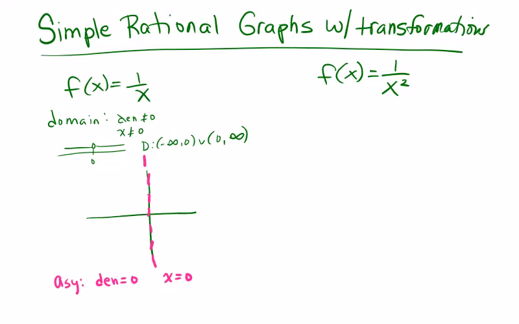So now what does the rest of this graph look like? Well, in order to get the rest of the graph, I'm going to make a quick table. So my table is going to be x and then f of x. And I'm going to put in -2, -1, and -1/2, and you'll see why in a minute. We know that 0 doesn't work, so there's no reason to put that in there. And then I'm going to put 1/2, 1, and 2.